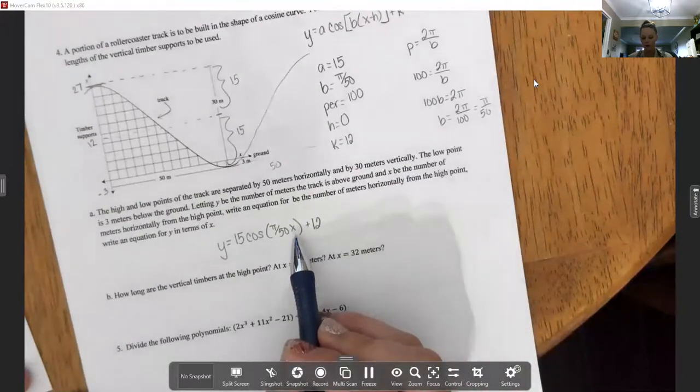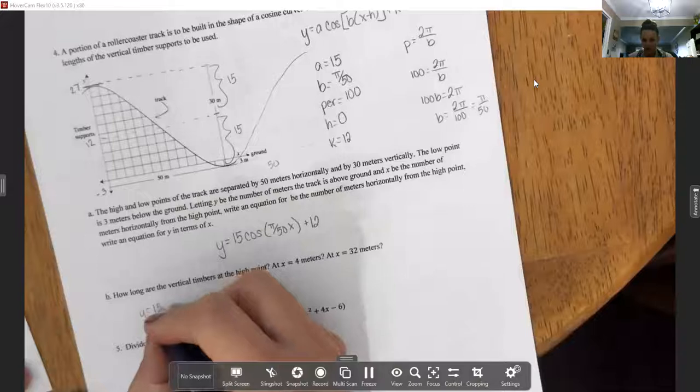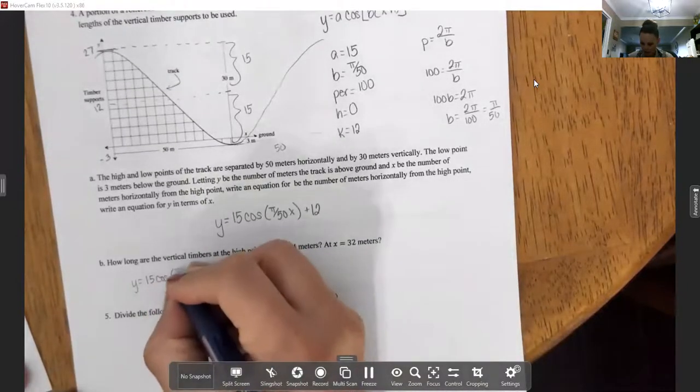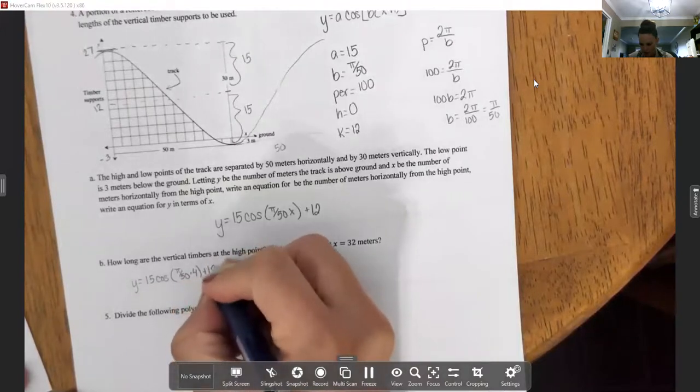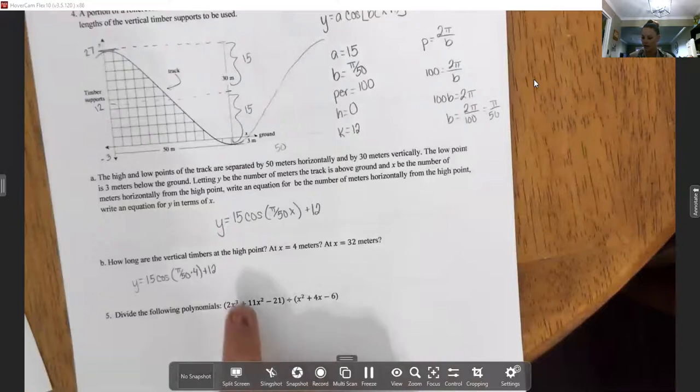So plug in 4 here. So y equals 15, sorry, it's kind of crooked, cosine of pi over 50 times 4 plus 12. And you'll see what you get. And then you do the same thing when you plug in 32.